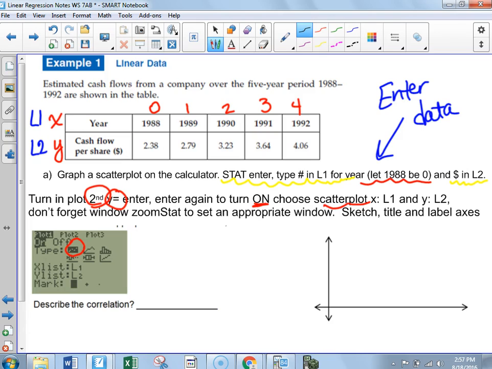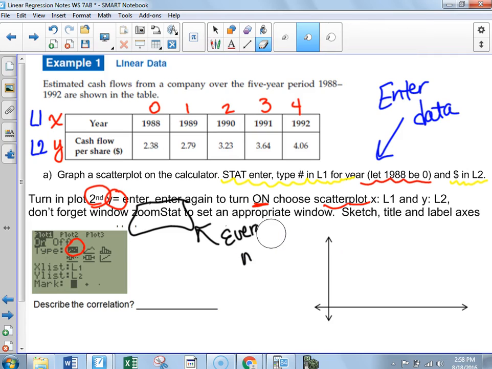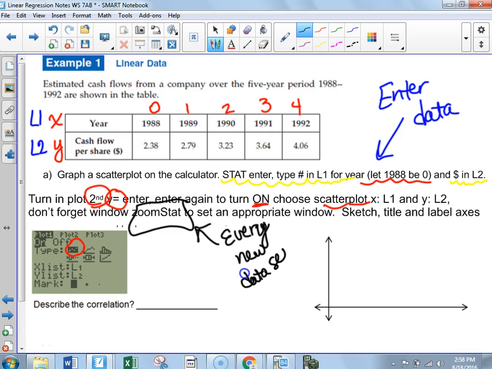And then this is going to be really important in a minute. Everybody forgets to do this. Every time you enter a new list, you have to do that. Let me turn that off, that sound, sorry. Every time we put a new set of numbers in, you're going to need to do that zoom 9. Okay.